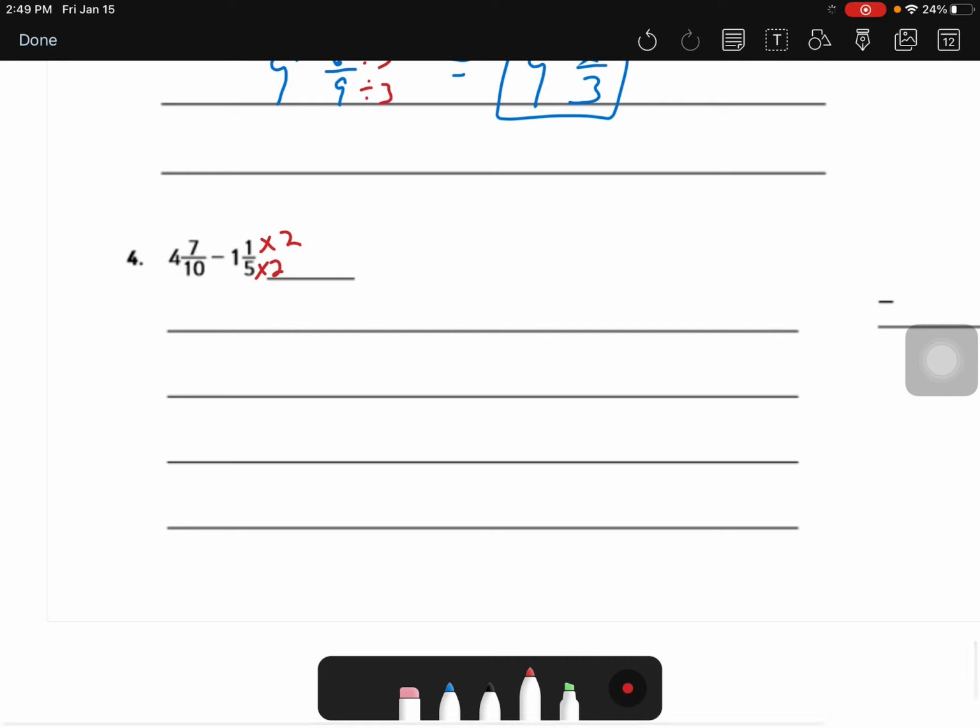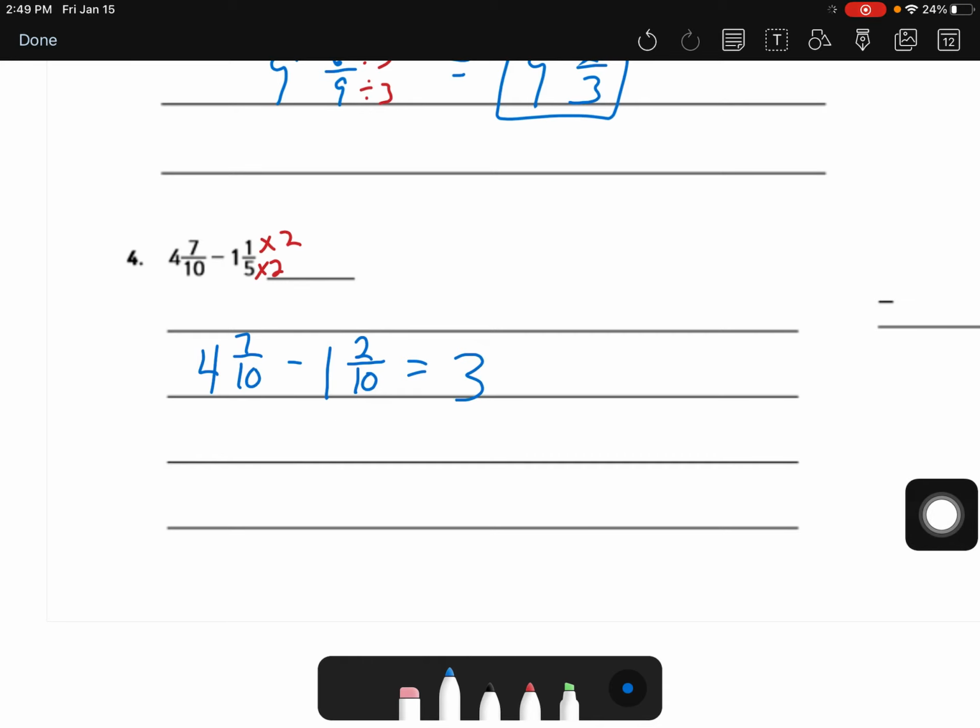Okay. And last one here, I'm going to make a common denominator by multiplying by 2 on that. And so my new fractions will be 4 and 7/10, that'll stay the same, minus 1 and 2/10. And so 4 minus 1 is 3, and 7 minus 2 is 5, so I get 3 and 5/10. And I can simplify by dividing by 5. So my final answer is 3 and 1/2.